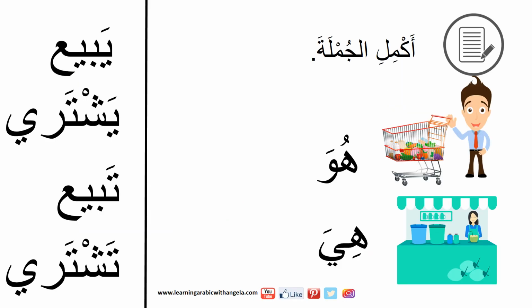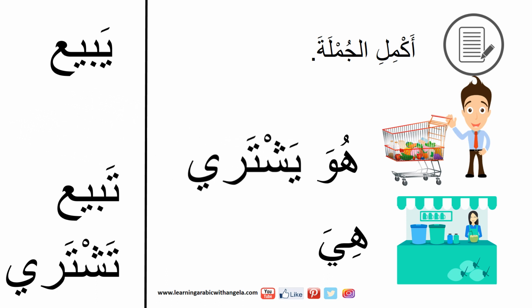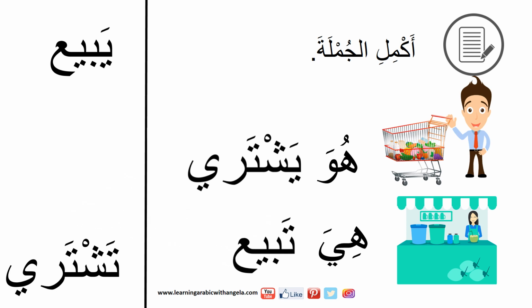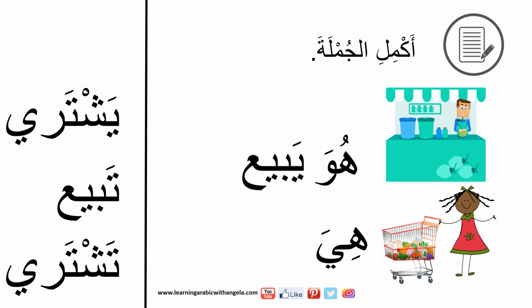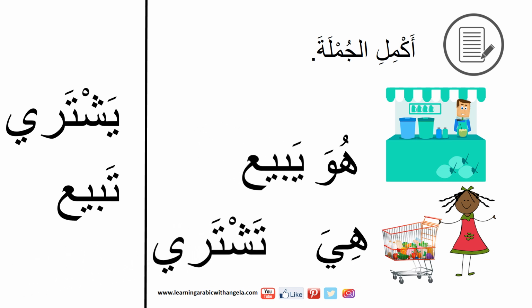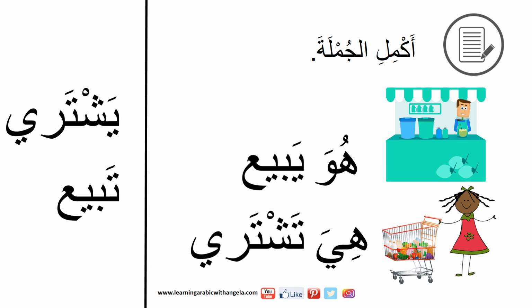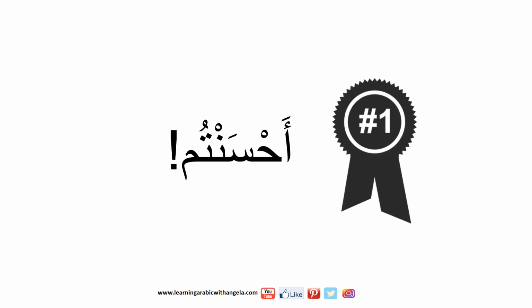And now we're going to match and complete the sentence. So we have هو in the first picture and هي for the second picture. And you have to choose the correct verb from the column on the left. So what's he doing? هو يشتري. أحسنتم. And now هي. ماذا تفعل? هي تبيع. أحسنتم. And now we have two different pictures and هو here. هو يبيع. هي تشتري. أحسنتم. Good job.